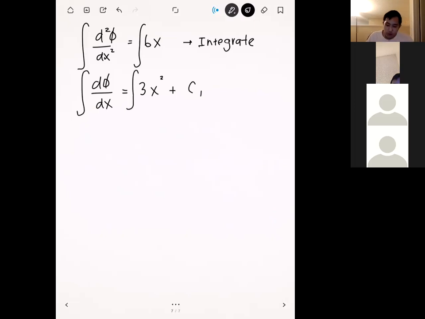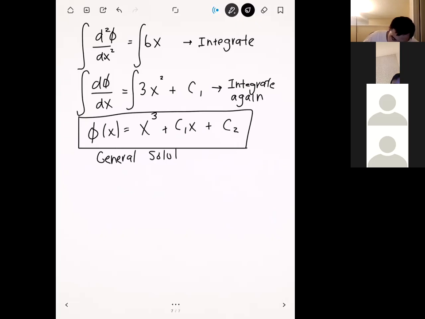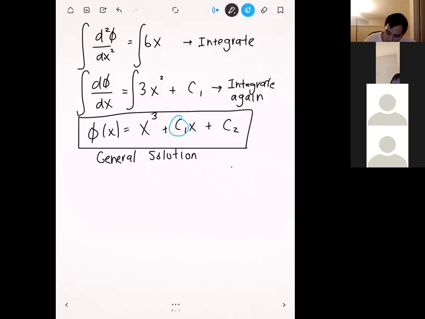And then in order to get our full solution, we need to integrate again. And then what we get is phi of x is equal to x cubed plus c1x plus c2. All right. And so here is our general solution. And then from the general solution, we need to solve for the values of c1 and c2. And the way that we're going to do that is by applying our boundary conditions.